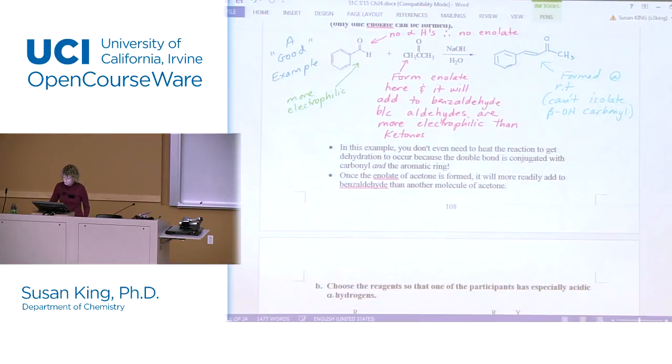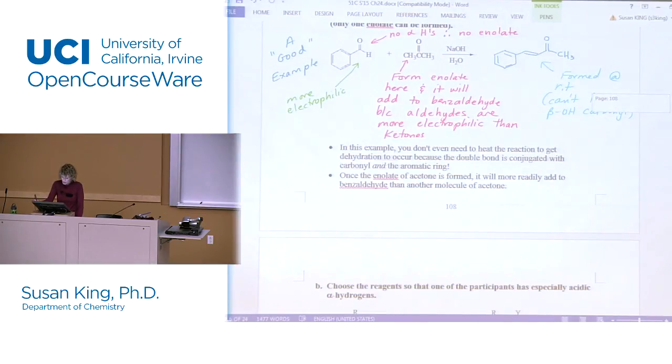You don't even need to heat the reaction to get dehydration to occur. Once the enolate of acetone is formed, it will more readily add to benzaldehyde than another molecule of acetone. So this is a very good example of an aldol condensation, a mixed aldol, where you can get one single product. Questions on this example, anybody? So careful choice of reagents.